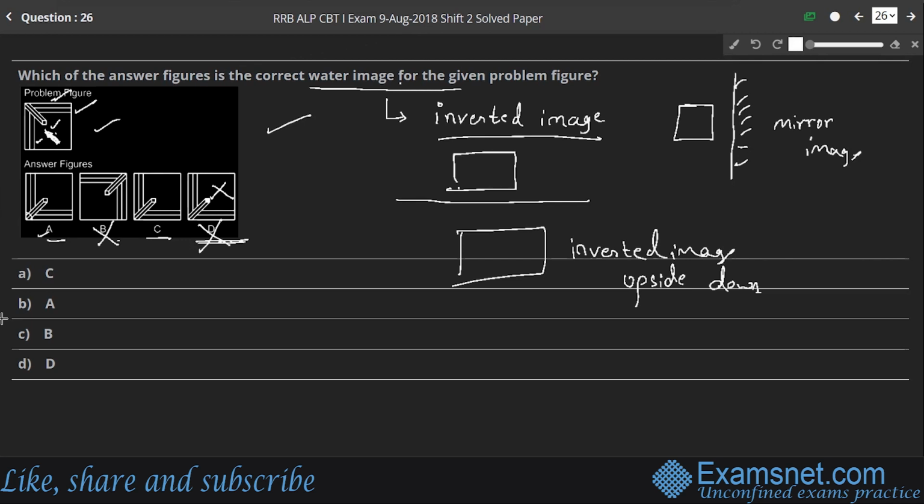Whereas in option A, we have an extra part, right? So at the corner, this one, which I am showing now, this is not possible. Therefore, option A is not the inverted image, whereas option C is exactly the inverted image of the problem figure. Therefore, the water image of the given problem figure is C, right? So figure C, hence option A. Option A is the right answer.